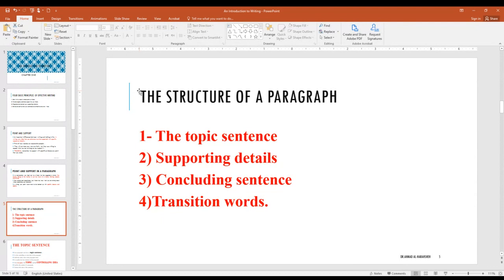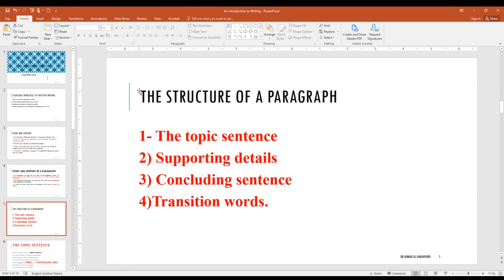And after presenting your topic, you should support your topic with specific details. Then you should conclude your paragraph with a conclusion. And finally, you should focus on the transition words. Transition words such as however, therefore, in addition, furthermore, also, and so on. And I can give an example of a paragraph.